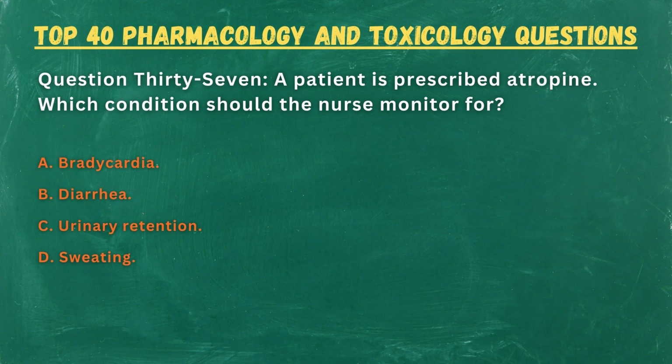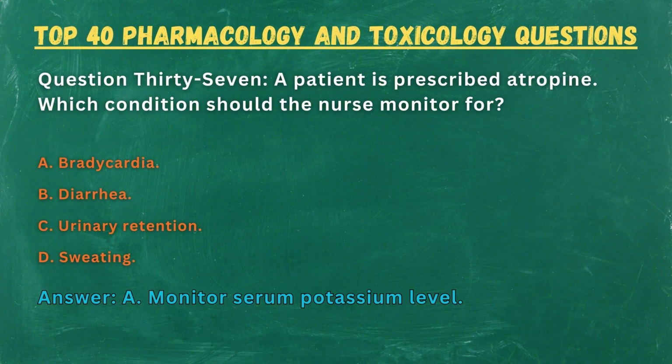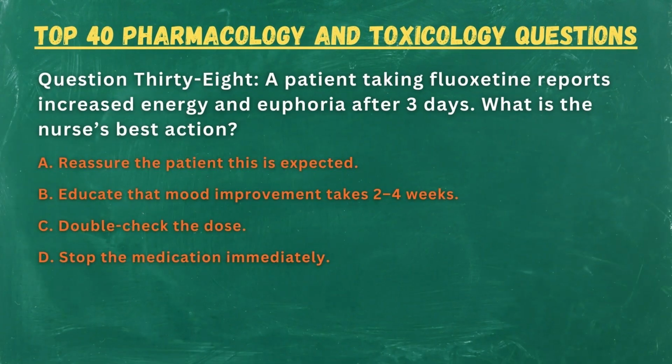Question 37. A patient is prescribed atropine. Which condition should the nurse monitor for? A. Bradycardia. B. Diarrhea. C. Urinary retention. D. Sweating. Answer: C. Urinary retention.